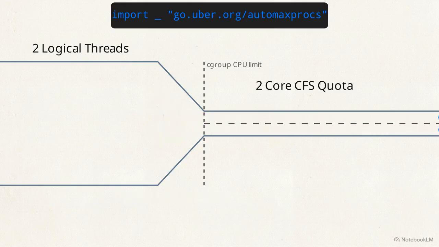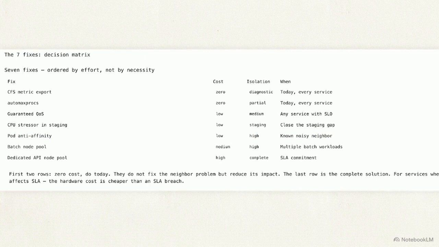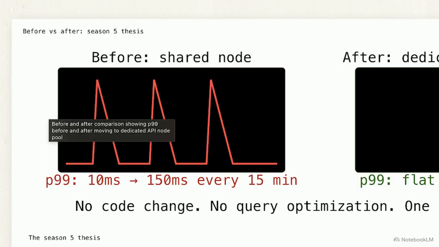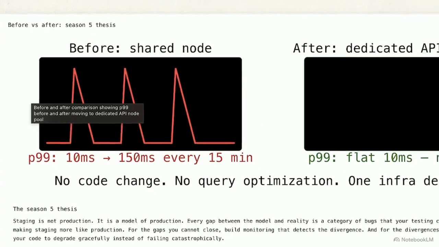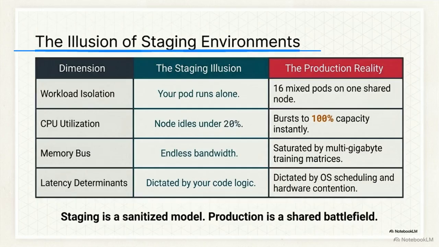This decision matrix details the infrastructure defenses. Low-cost fixes include applying pod anti-affinity rules to actively repel specific known batch jobs. The absolute complete solution is configuring dedicated node pools restricted exclusively to latency-sensitive workloads. This comparison demonstrates the result of physical isolation. Moving the service from a shared node to a dedicated API pool permanently flattens the P99 latency without a single code optimization.